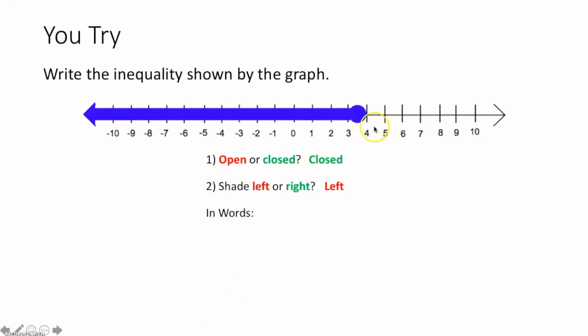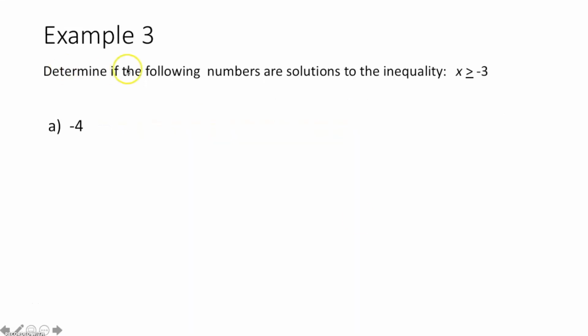So now we say it in words. We're going to pick a variable, x. And we have to say x is less than or equal to, and then this value looks like 3.5. So how do we write that as an inequality? X is less than or equal to 3.5. Done. Example 3 says determine if the following numbers are solutions to the inequality.